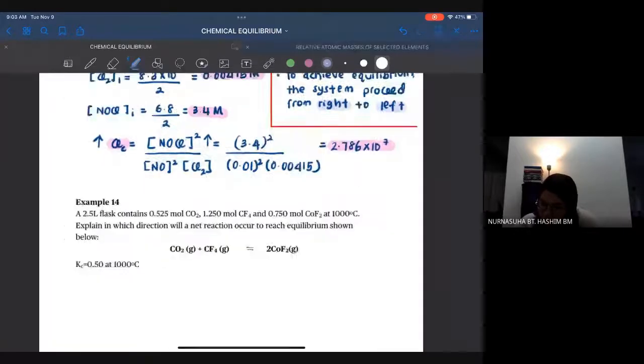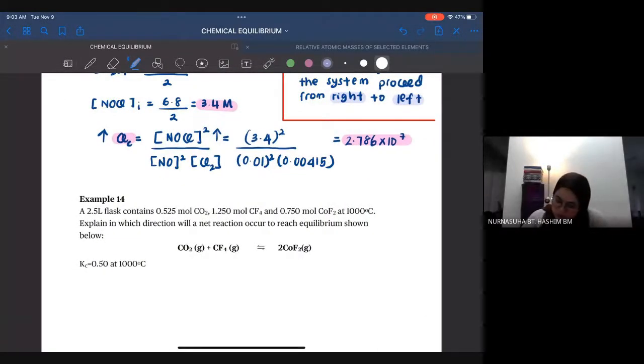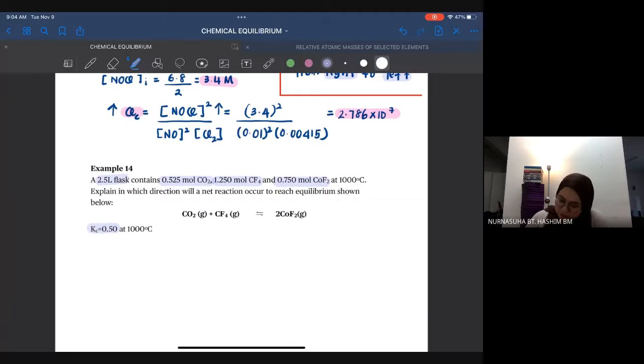Okay, let's do the last example. A 2.5 L flask contains 0.525 mole CO2, 1.25 mole CF4, 0.75 mole COF2. Explain in which direction a net reaction will occur to achieve equilibrium. The case is given to you, so the concept is the same. So first we find the concentration of CO2.